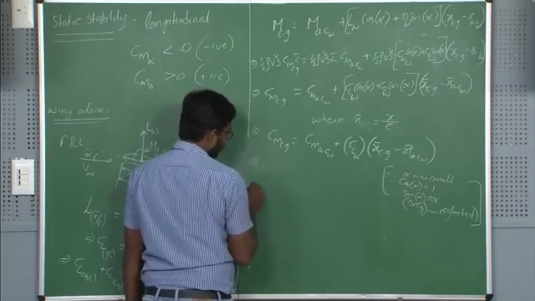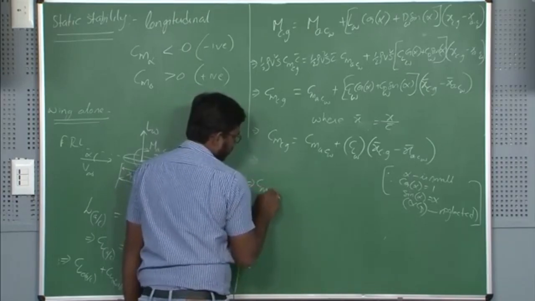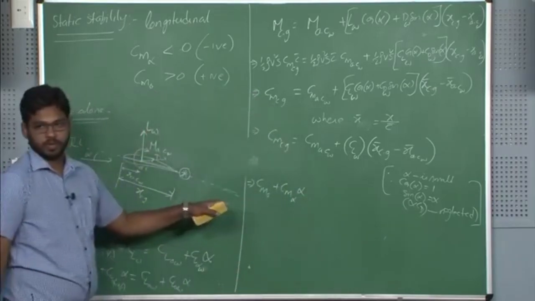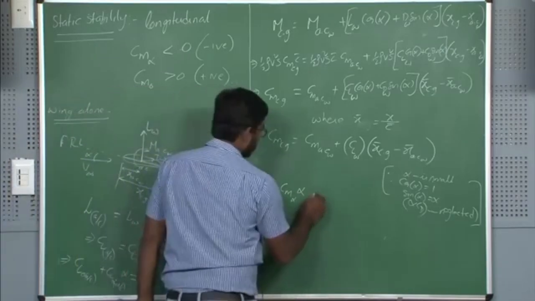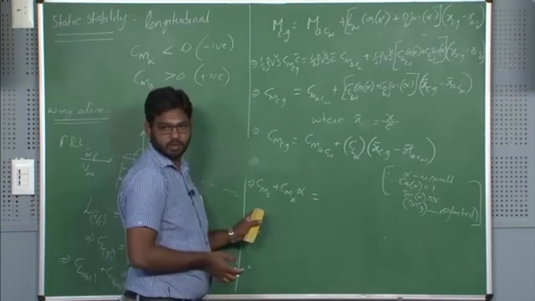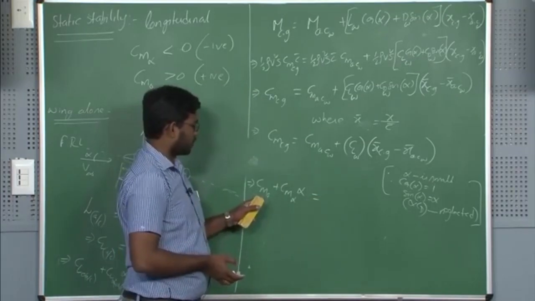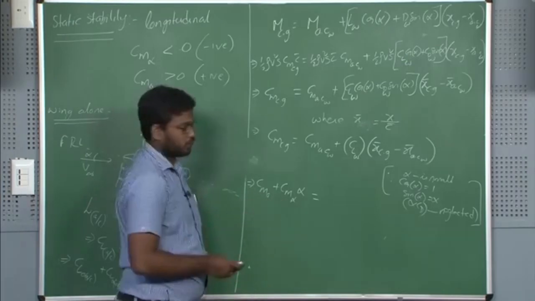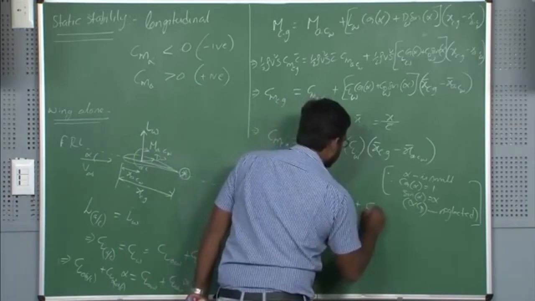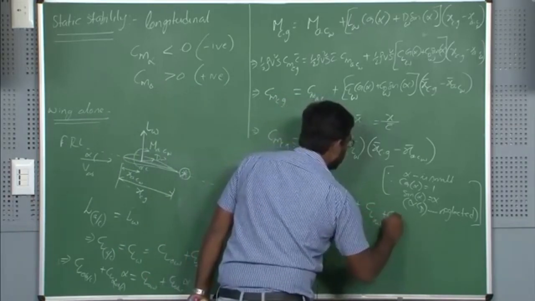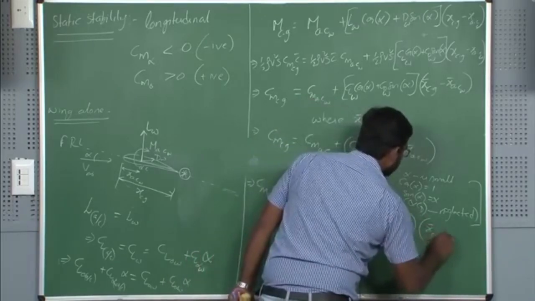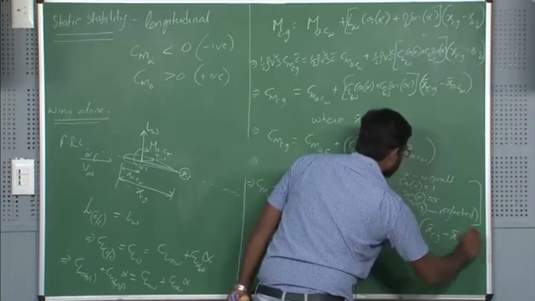So this pitching moment of the entire aircraft can be expressed as Cm naught plus Cm alpha into alpha, right? This is for the entire aircraft. I am not giving this subscript CG or aircraft again. So from now we will consider the Cm naught is for the entire aircraft and Cm alpha is also for the entire aircraft. So this is Cm AC of wing plus CL naught of wing plus CL alpha of wing into alpha X bar CG minus X bar AC of wing.